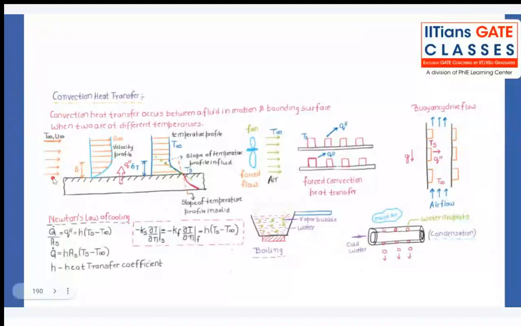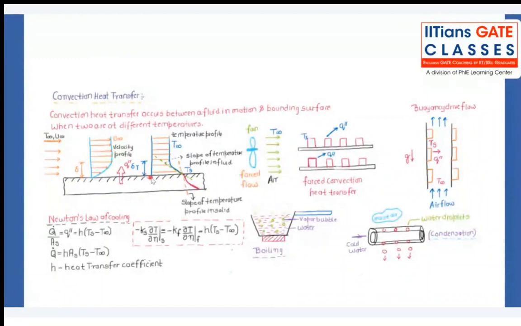Similarly, what happens when your fluid is at a different temperature? The layer which comes in contact with the plate surface has the same temperature as that of the plate. That layer will try to heat the layer above, and similarly this effect will be propagated in the upward direction. So the effect of the plate will be felt in the normal direction, but only up to a certain distance, after which the temperature will again become the free stream temperature with which the fluid was coming.